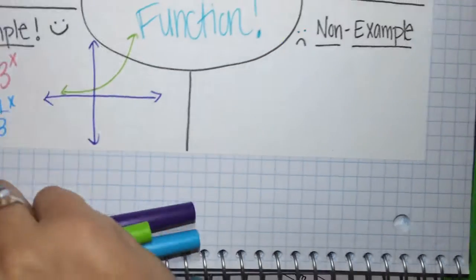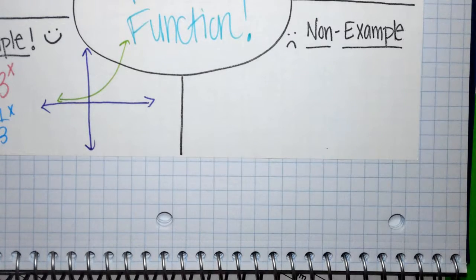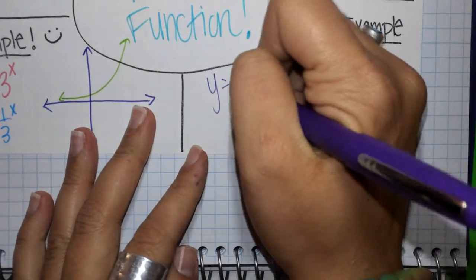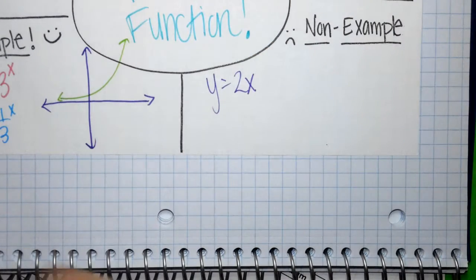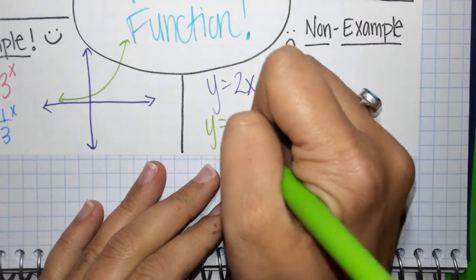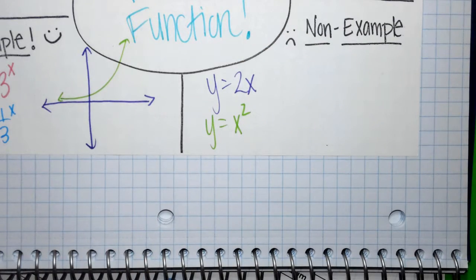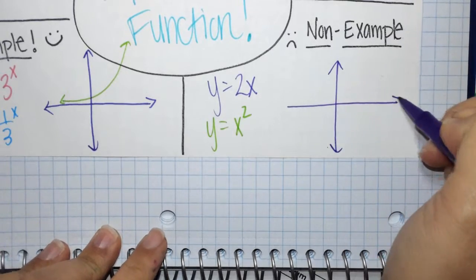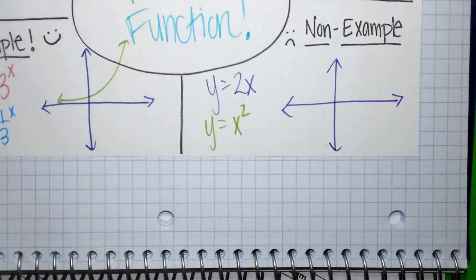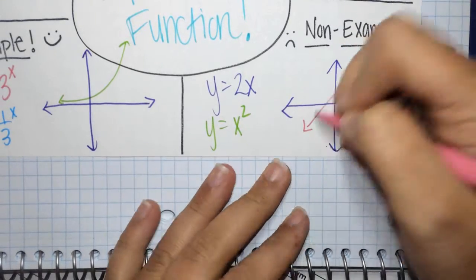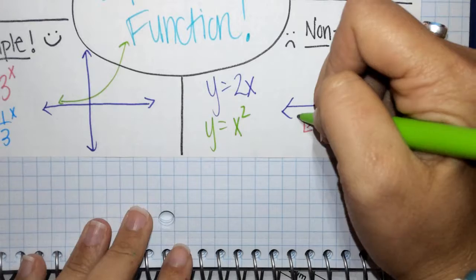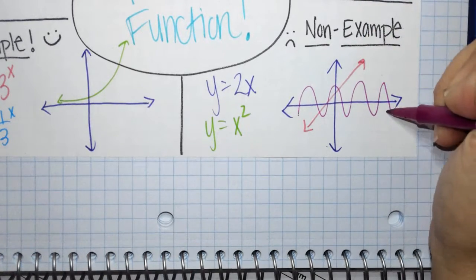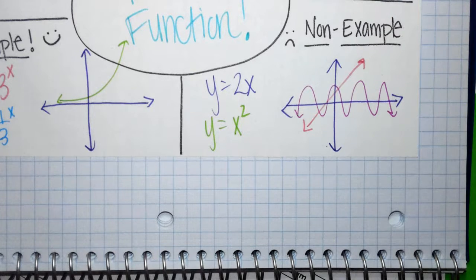So, non-examples. Non-examples would be something that's not an exponential function. It's a straight line, which would be like 2 times x, correct? Or you could say x squared. Neither of those are exponential functions. A graph that is not an exponential function, like Natalie said, could be a straight line. And Brennan said it could be a wavy line, like this. That is not an exponential function.